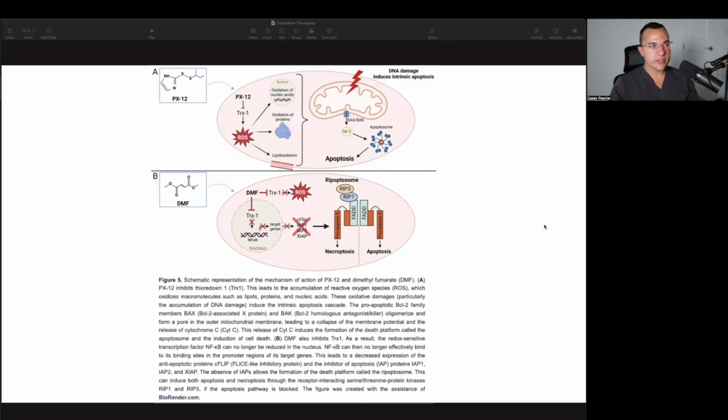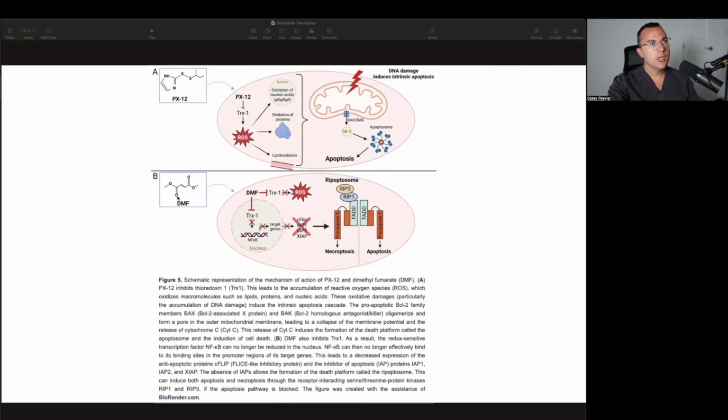As a result, the redox-sensitive transcription factor NF-kappa B can no longer be reduced in the nucleus. NF-kappa B can no longer effectively bind to its binding site in the promoter regions of target genes. This leads to the decreased expression of anti-apoptotic proteins CFLIP and the inhibitor of apoptosis IAP proteins IAP1, 2, and XIAP. The absence of IAPs allows for the formation of the death platform called the ripoptosome. This can induce both apoptosis and necroptosis through the receptor-interacting serine threonine protein kinases RIP1 and RIP3 if the apoptosis pathway is blocked.